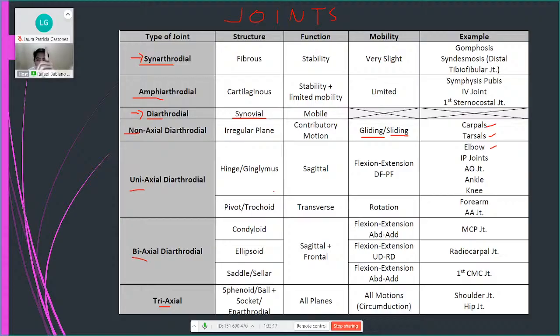Okay, another example na lang. Your IP. Interphalangeal. Interphalangeal is between the phalanx. So if you look here, your phalanges can move forward, flexion, extension. Diri niya kaya mag-move sideways. Ini nga sideways, diri ni phalanx it na move.